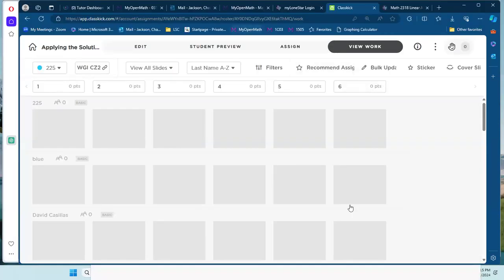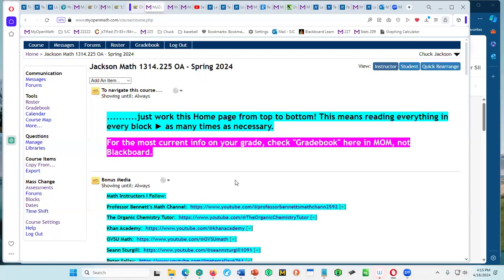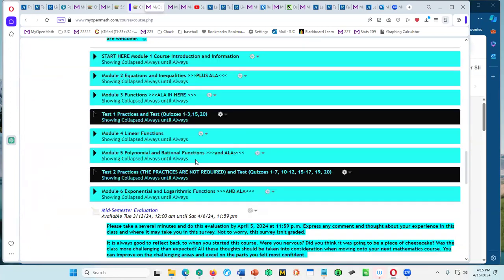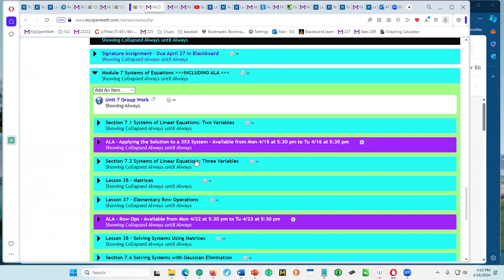So today we will follow the link, applying a solution of a 3x3 system.